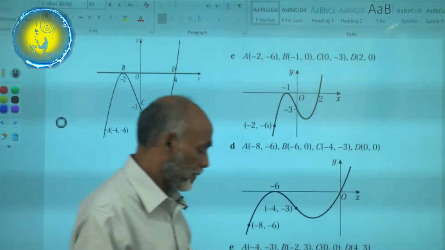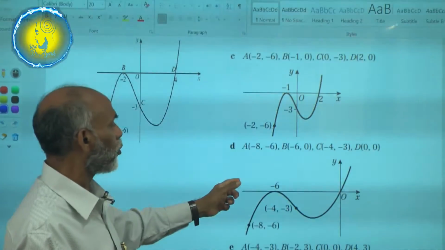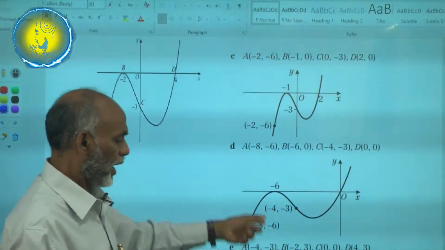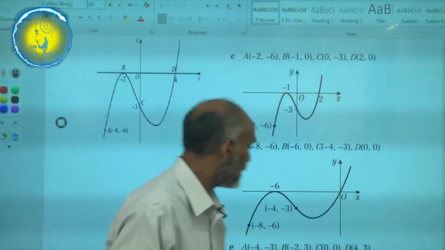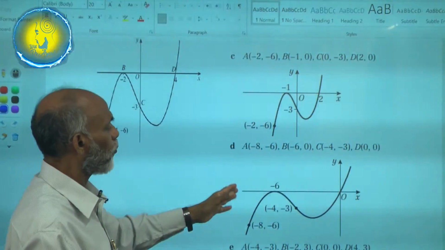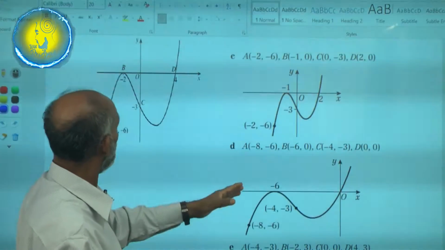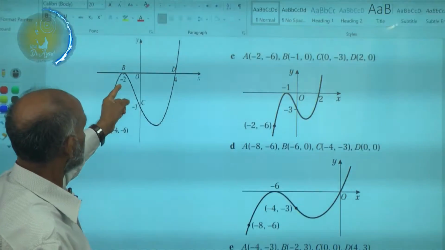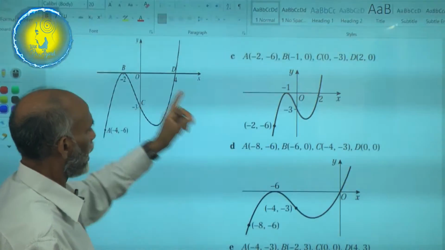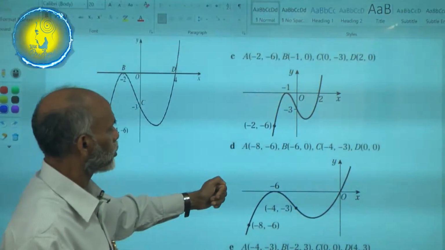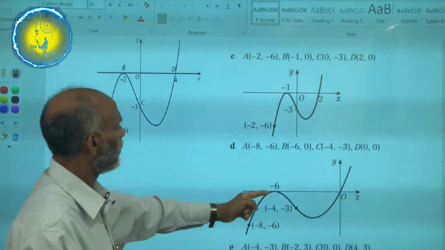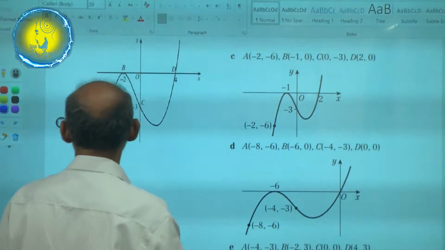And the D part, what we are doing, we are adding outside. We are adding 4. In the case of the D example, we are adding 4. You can see here, this is minus 2. When we are adding 4, it shifted this way, then it becomes minus 6.